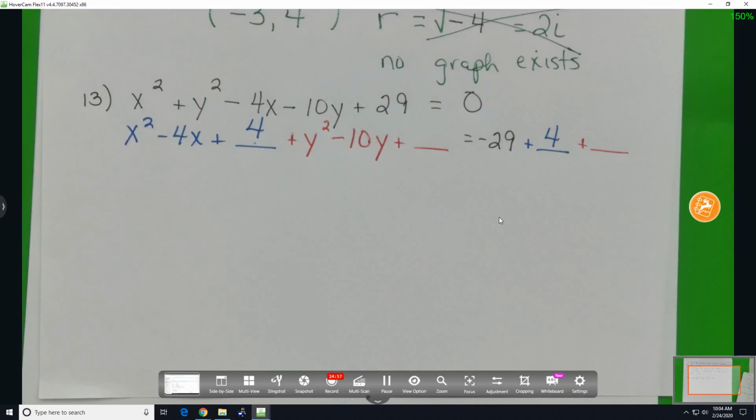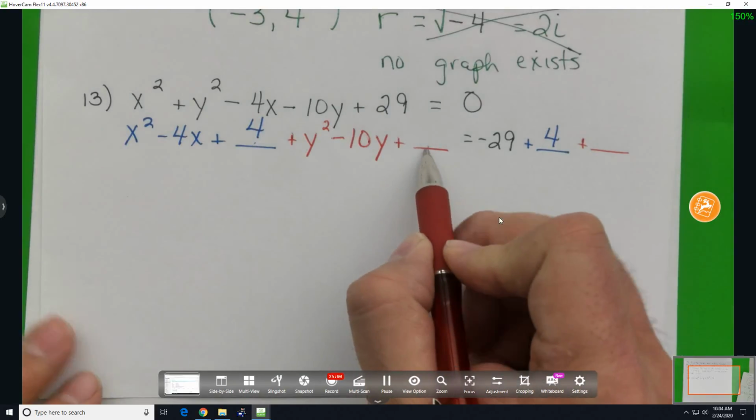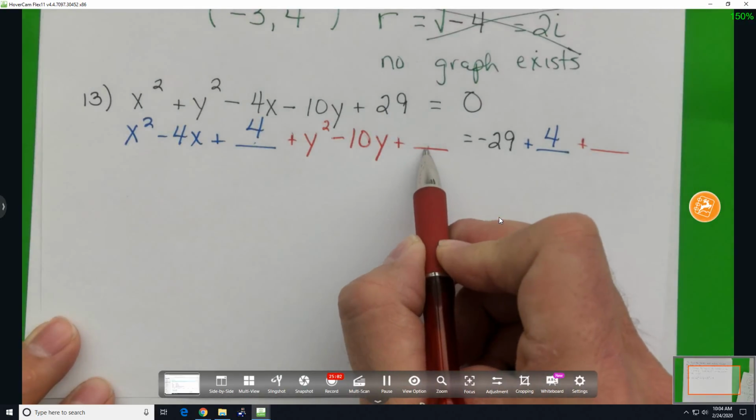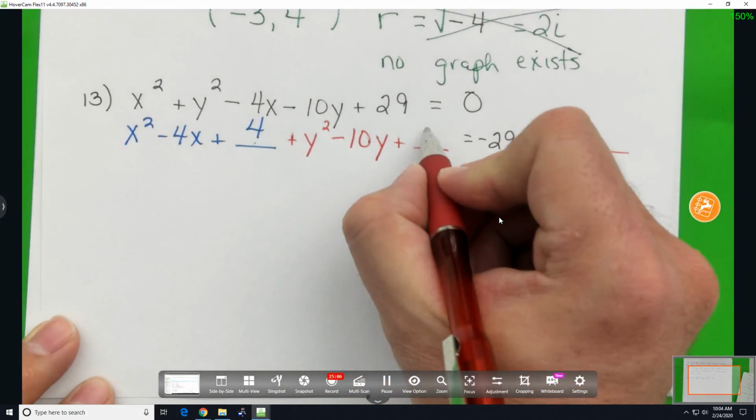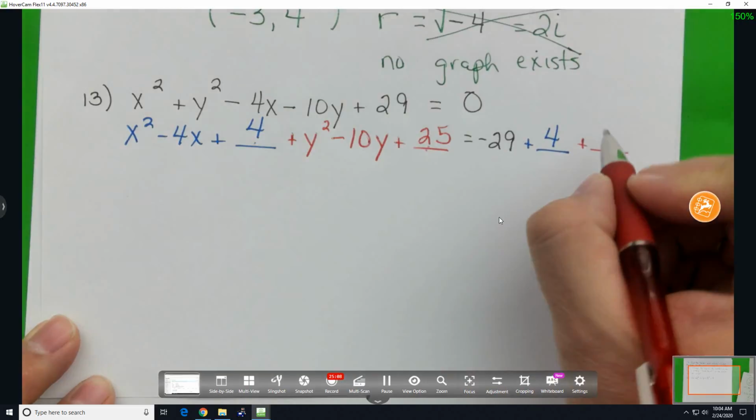What perfect square will I put in this blank? 25. Half of 10 is 5. 5 squared is 25.